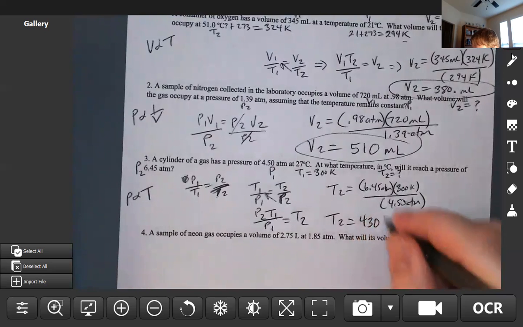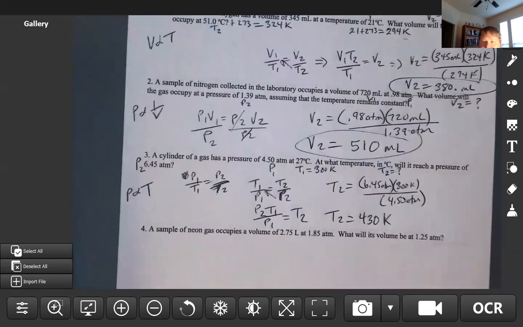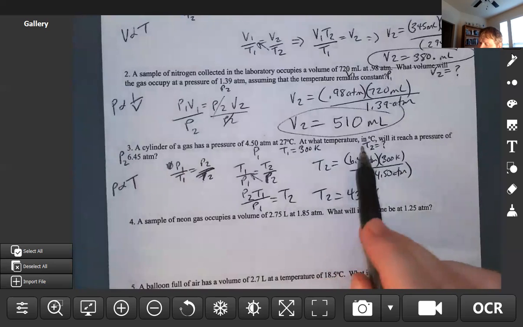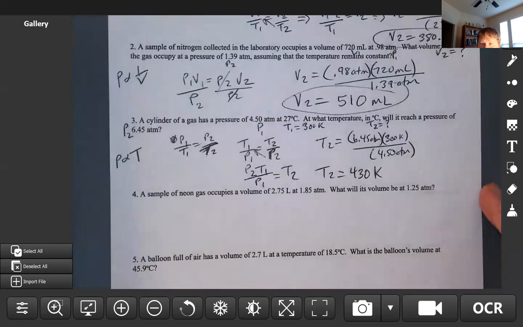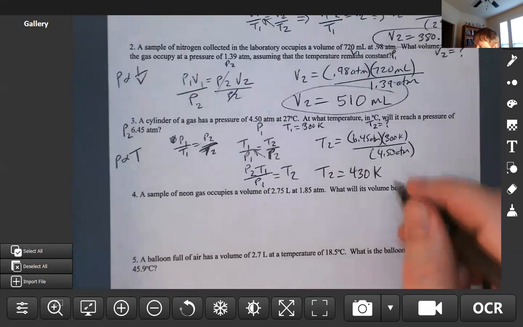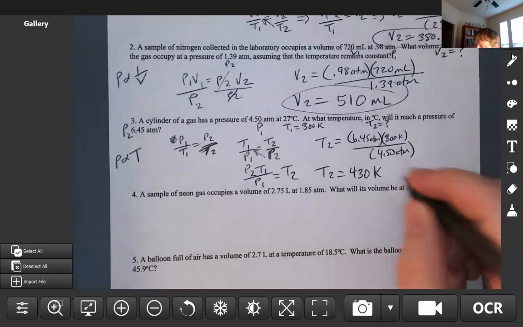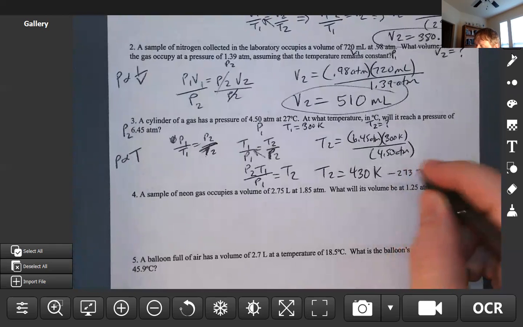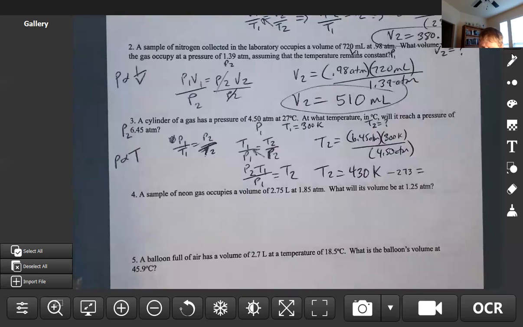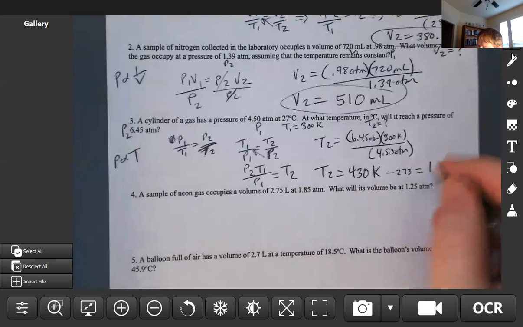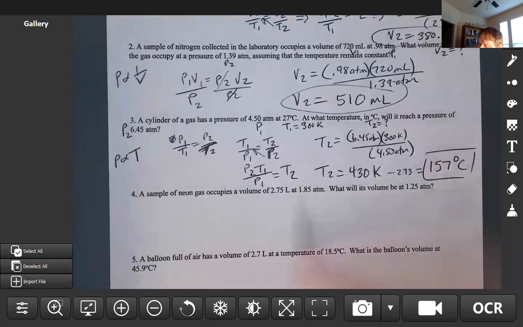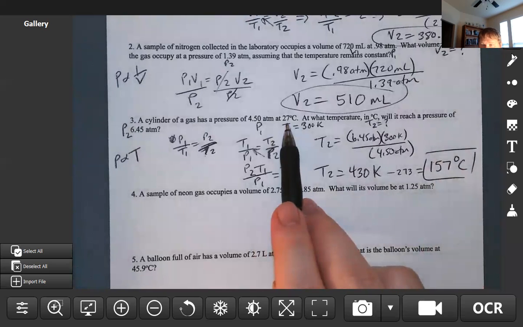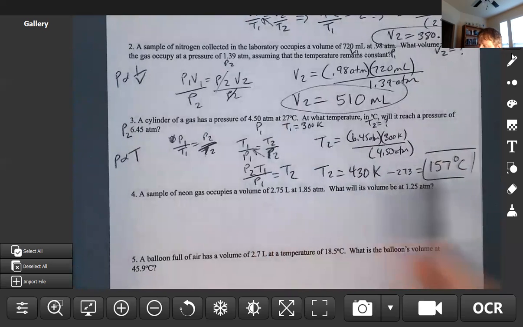You have to be careful here. That's Kelvin. And don't walk away from this problem because it says at what temperature in Celsius will it reach a pressure of 6.45 atmospheres? So we're not there yet. We need to subtract 273 from that and get 157 degrees Celsius. That's our T2. And that's still higher than the original temperature. So we haven't violated anything. It's still getting hotter internally by doing that.